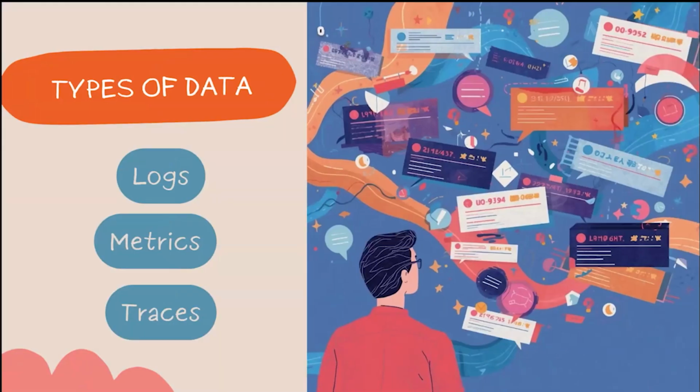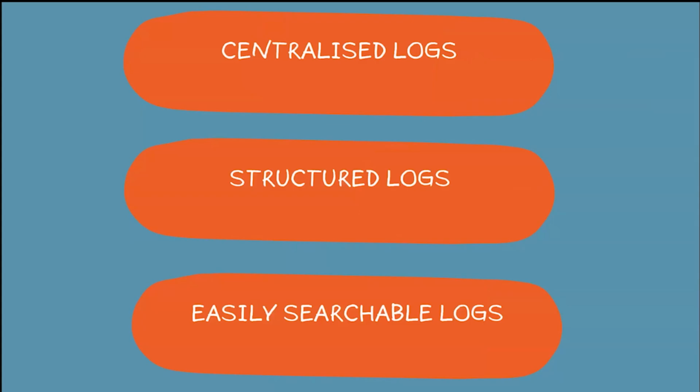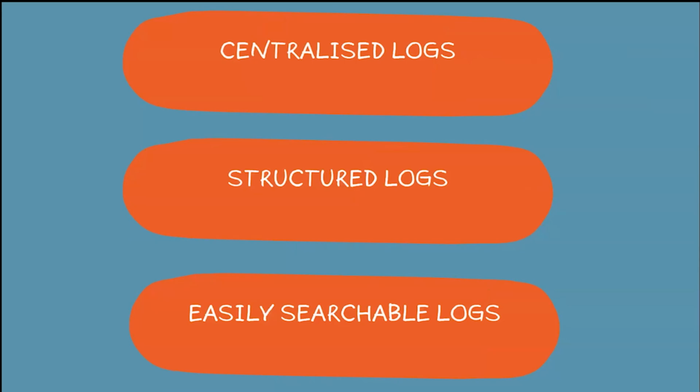So now we know that there are different types of data that we need to collect. As I said, it's about collecting data around logs, metrics, and traces. So let's look into what each one of them means. Let's start with logs.